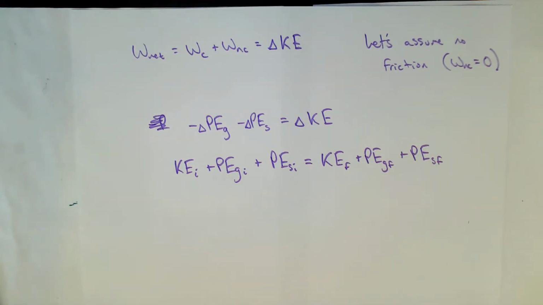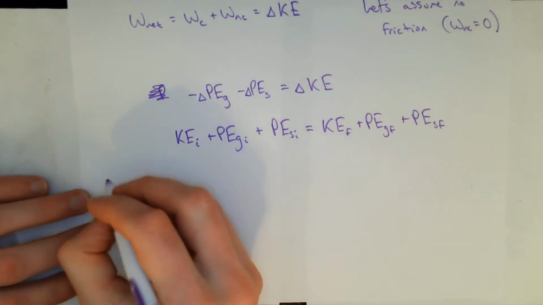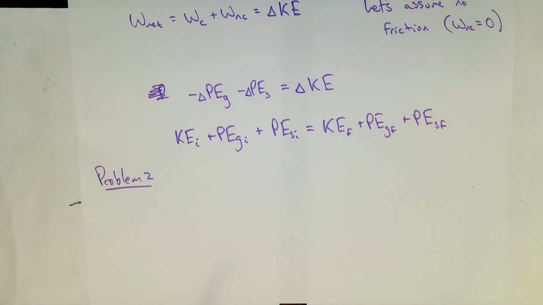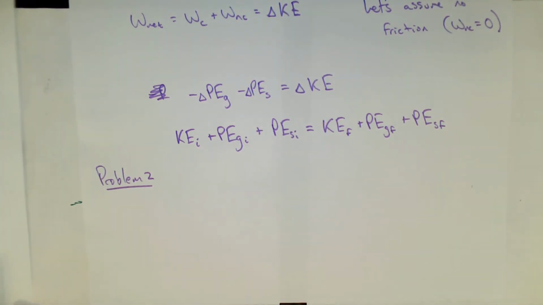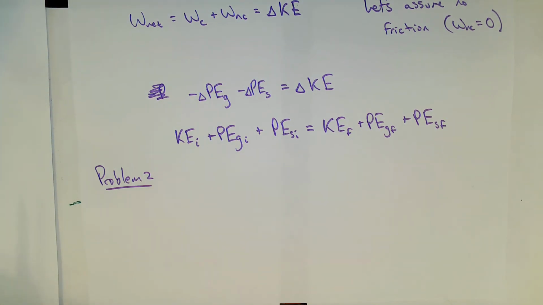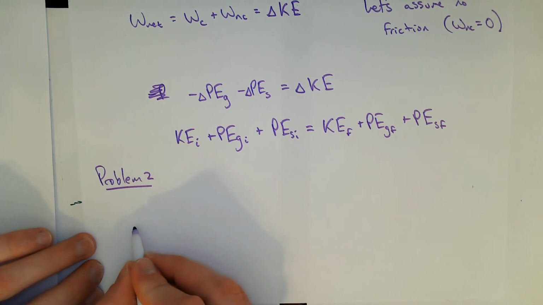All right, now I want to do problem 2, because problem 2 from the slides deals with a vertical spring. So I'm assuming you can look at that as you're watching this, so I won't write down the entire problem. I will draw a picture though.